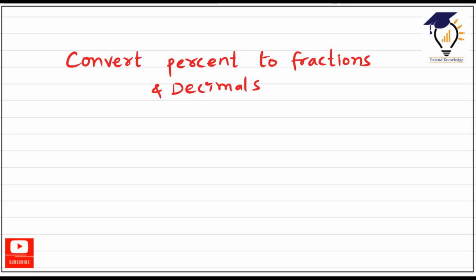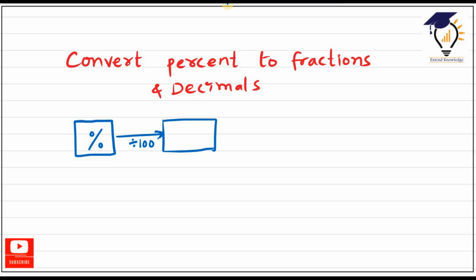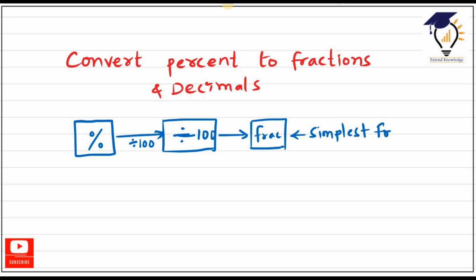So basic idea I'll give how to convert percentages. So here I have taken a percentage. This percentage will be converted into fractions. To convert into fractions we have to divide with 100. So remove the percentage sign and divide the number with 100, which gives a fraction. And that fraction must be in the simplest form. Very simple. We have to divide with 100 to get the fraction form.